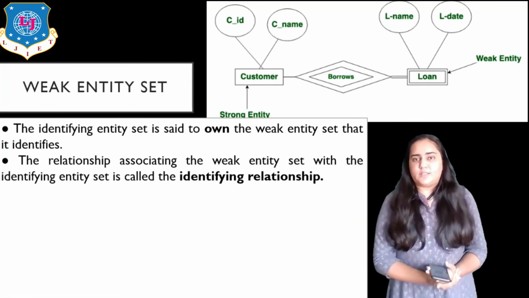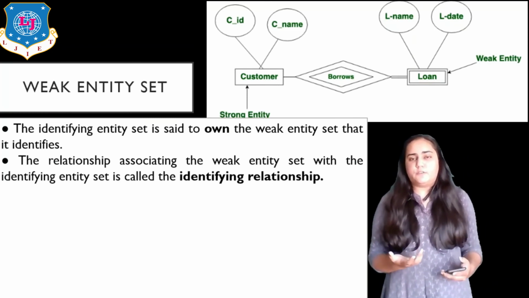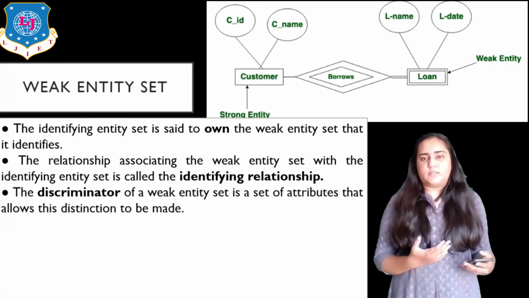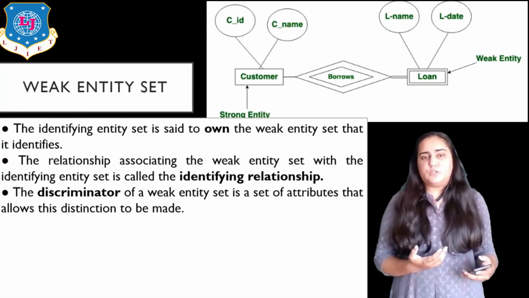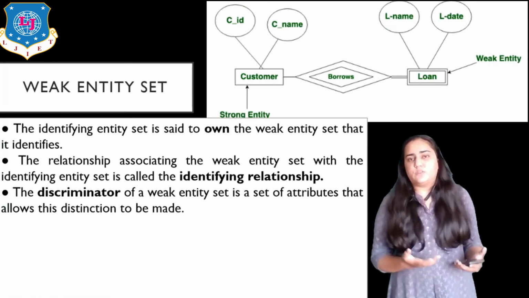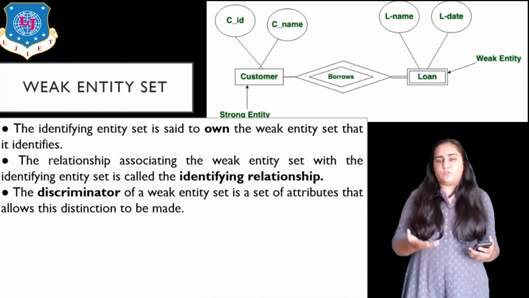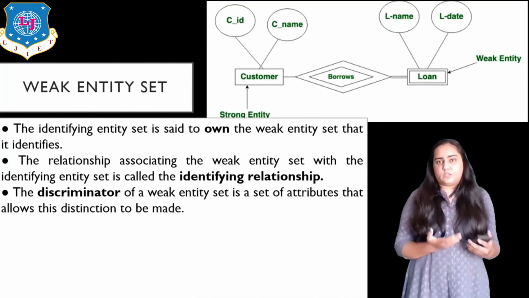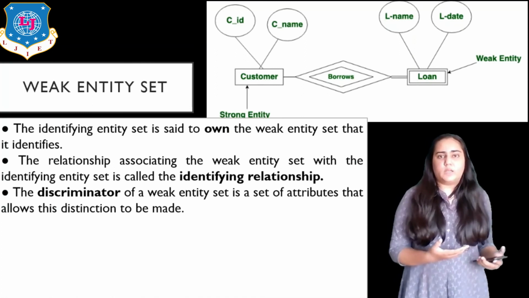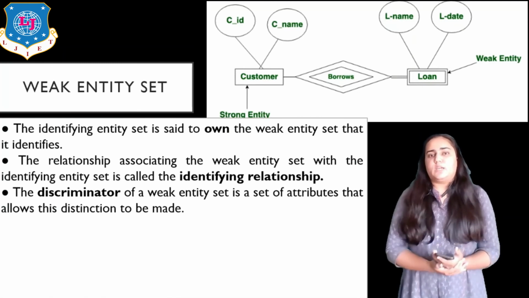So in our example, borrows is an identifying relationship. The discriminator of a weak entity set is a set of attributes that allows the distinction to be made. Now, the set of attributes which are called discriminator, this is a set through which you can identify the rows uniquely. Now, how would you do that when loan does not have a primary key? So in that case, you would borrow the primary key of customer and then use that along with all the attributes of loan. And with that, you'll be able to make a primary key.